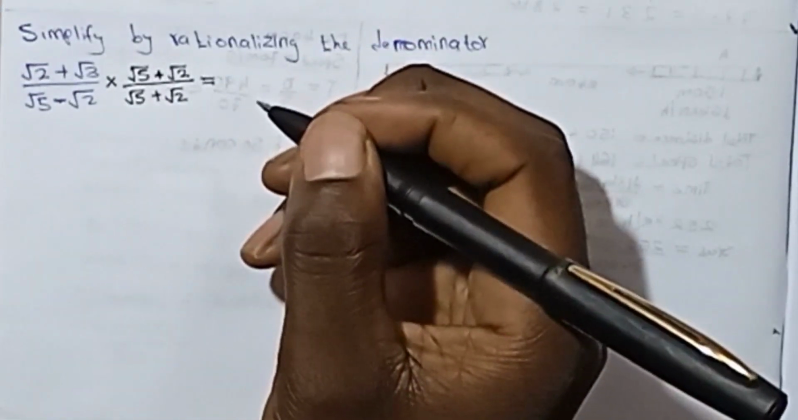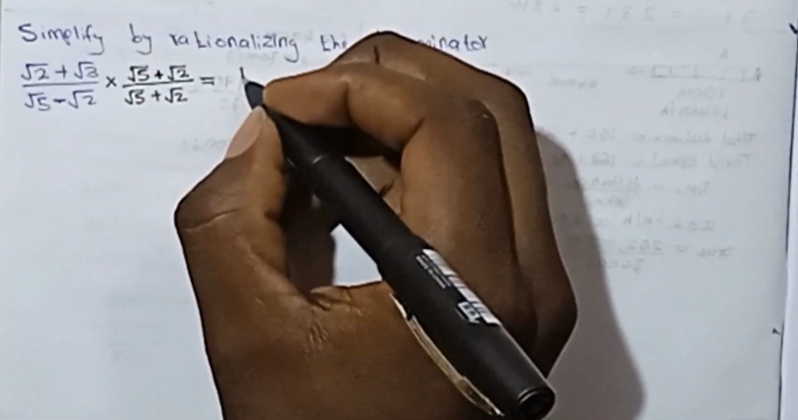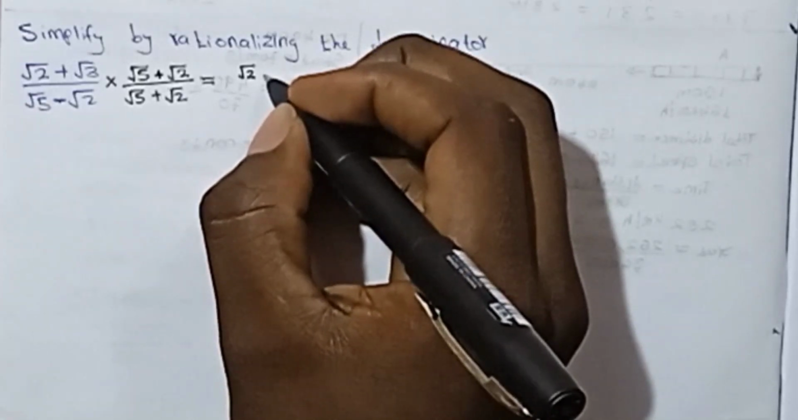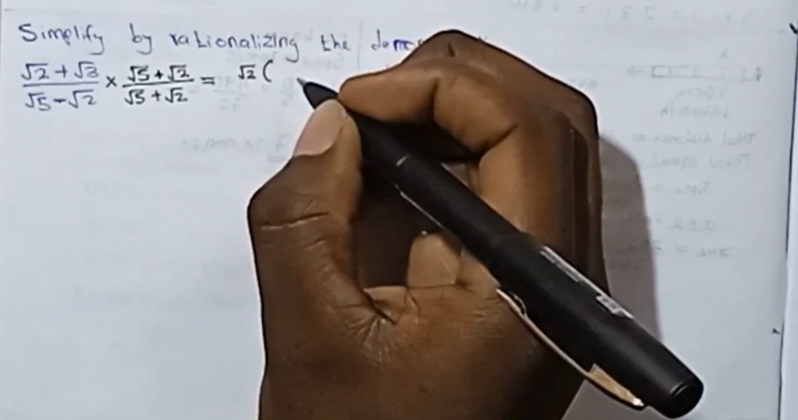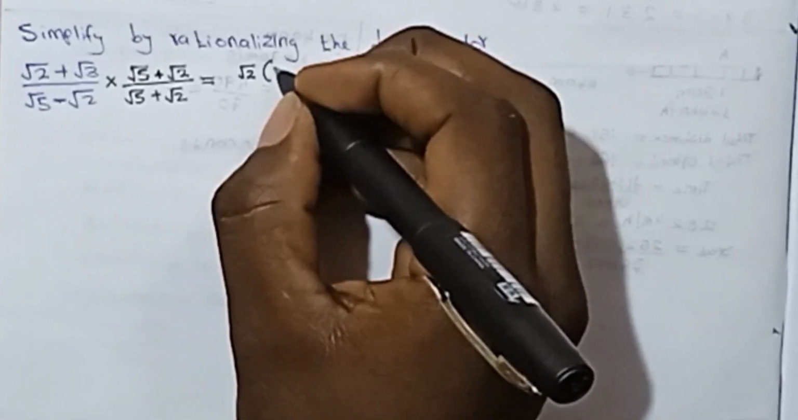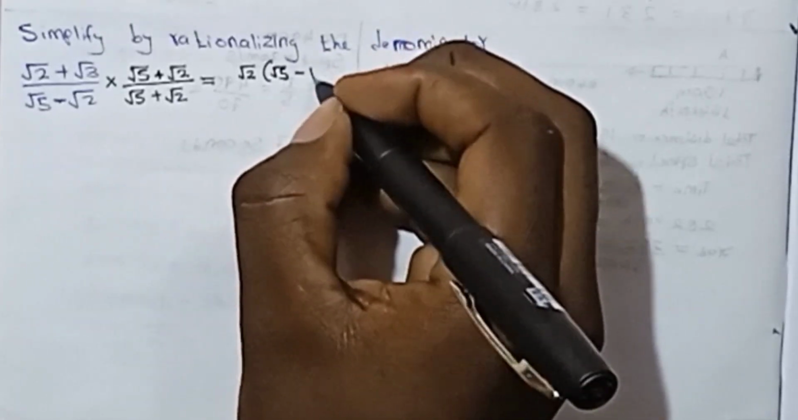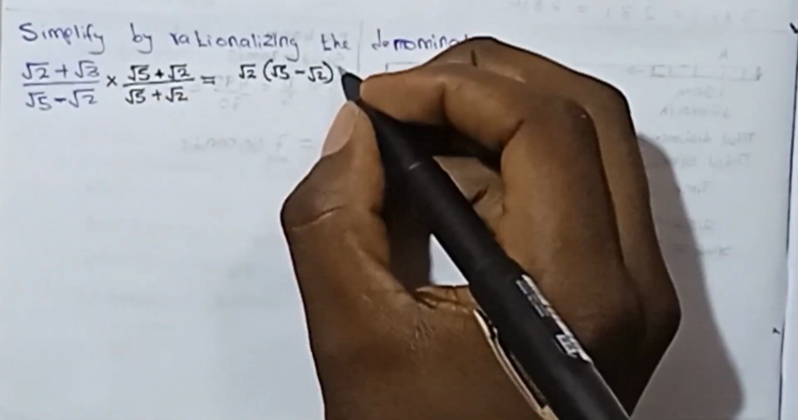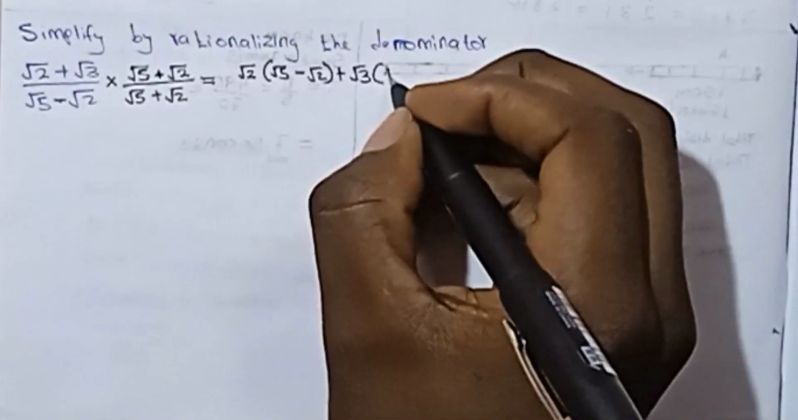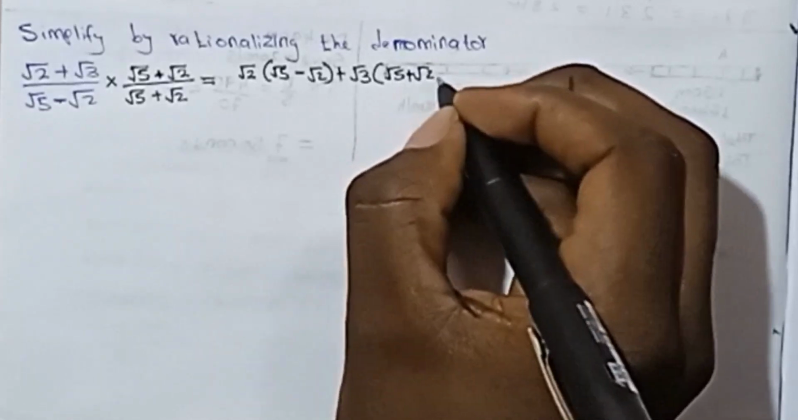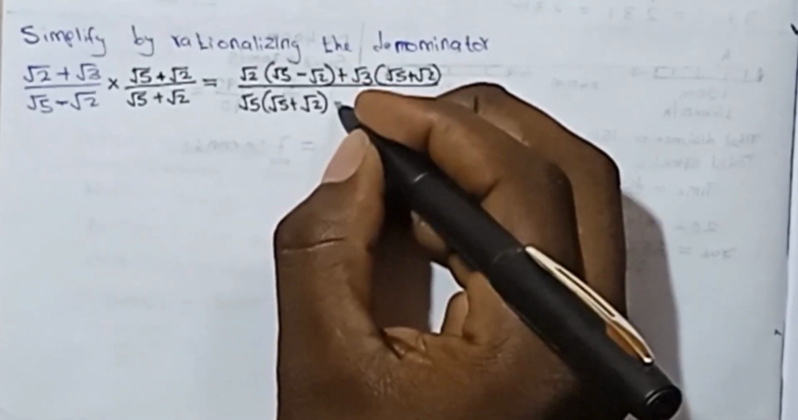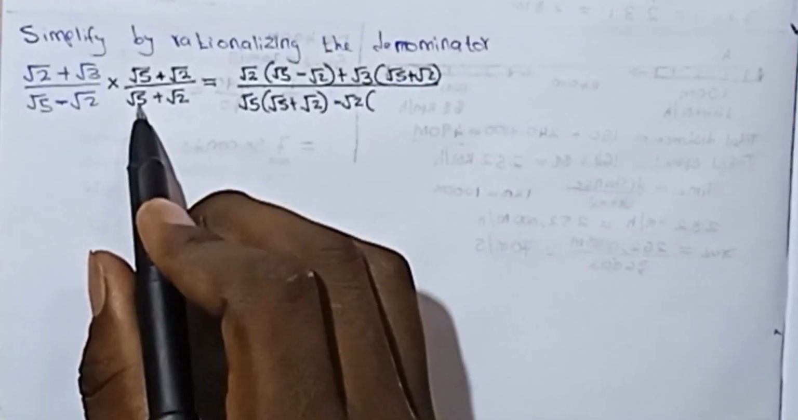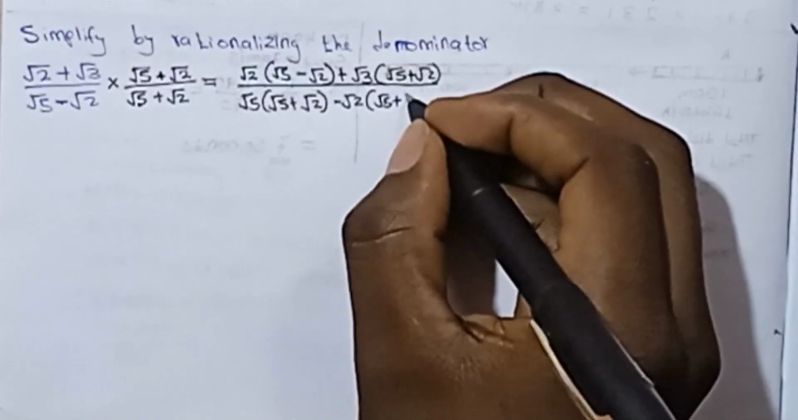So this is going to give us this root 2 into bracket this number, root 5 minus root 2, then plus root 3 into root 5 plus root 2, divided by this, so is equals to root 5 into bracket root 5 plus root 2 minus root 2 into bracket this root 5 plus root 2.